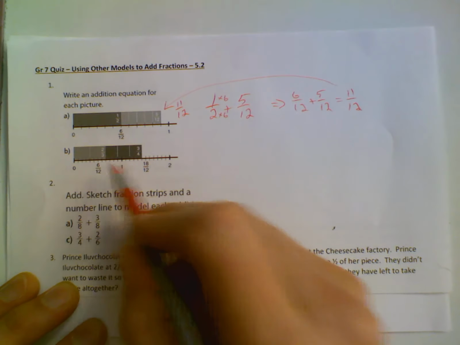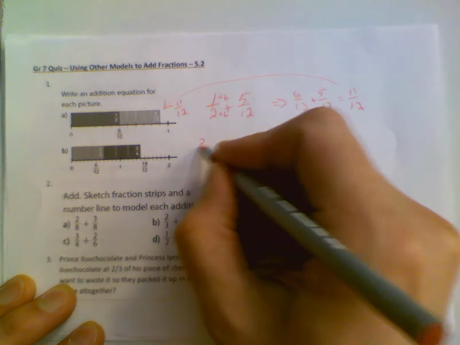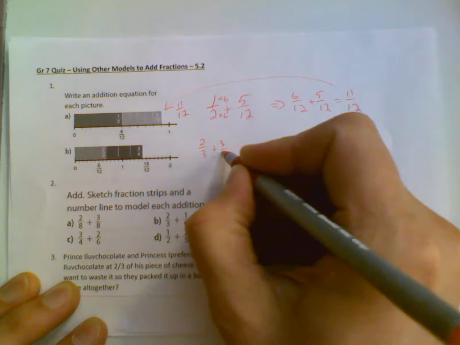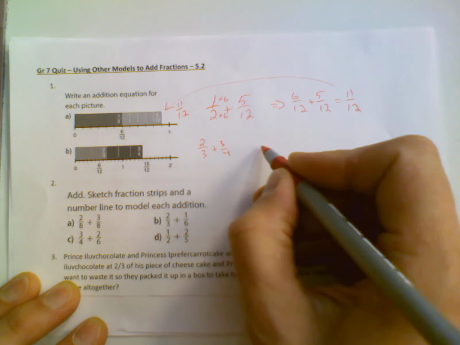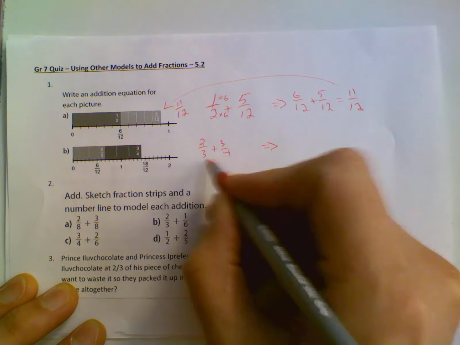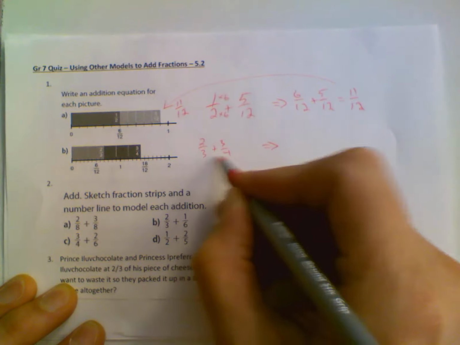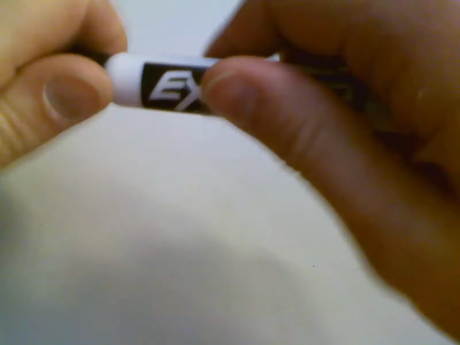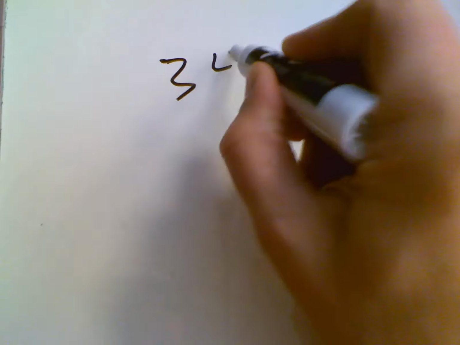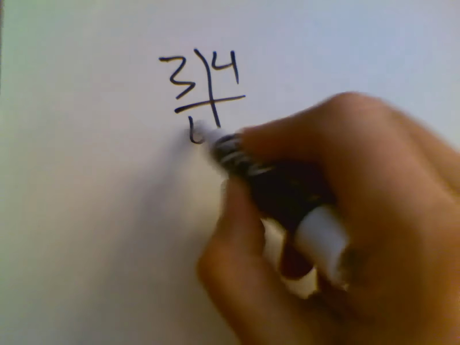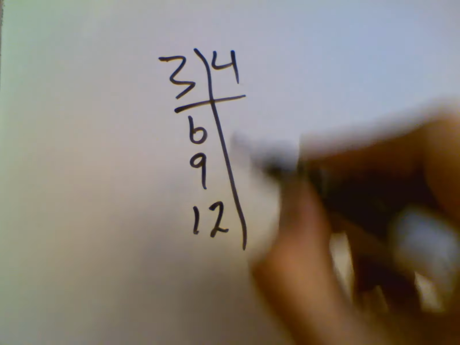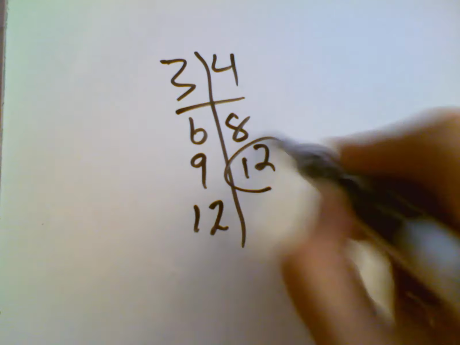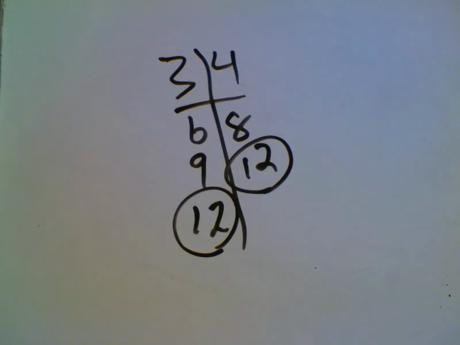Here I have 2/3 plus 3/4. If I were to solve this, of course, I will need to make the denominators equal. Now they don't seem to go into each other, but I notice that if I were to make a list of common multiples for 3 and 4, I would have this. And I see that 12 is a common multiple.